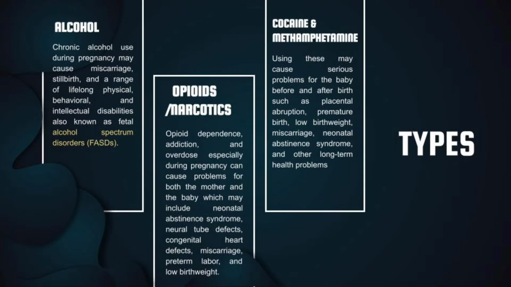Second, opioids or narcotics. Opioid dependence, addiction, and overdose, especially during pregnancy, can cause problems for both the mother and the baby, which may include neonatal abstinence syndrome, neural tube defects, congenital heart defects, miscarriage, preterm labor, and low birth weight. Third, cocaine and methamphetamine. Using these may cause serious problems for the baby before and after birth, such as placental abruption, premature birth, low birth weight, miscarriage, neonatal abstinence syndrome, and other long-term health problems.